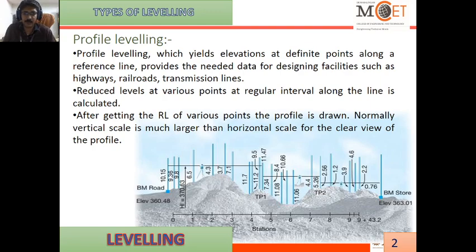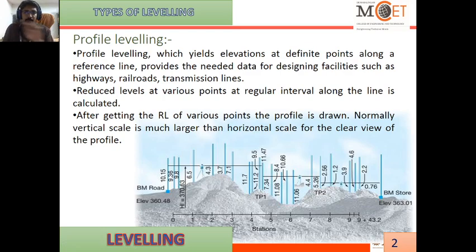That is, if I want to have the profile of this terrain, for that I do a survey with the dumpy level, and I try to plot those elevation values on a graph or sheet. Then I can obtain the longitudinal profile.